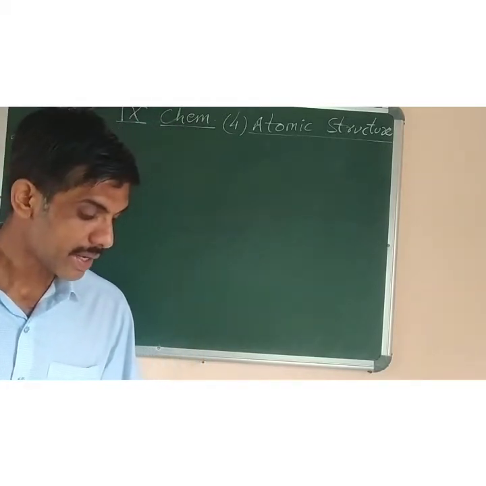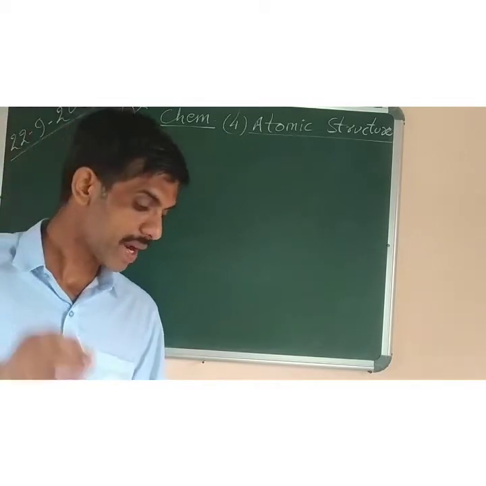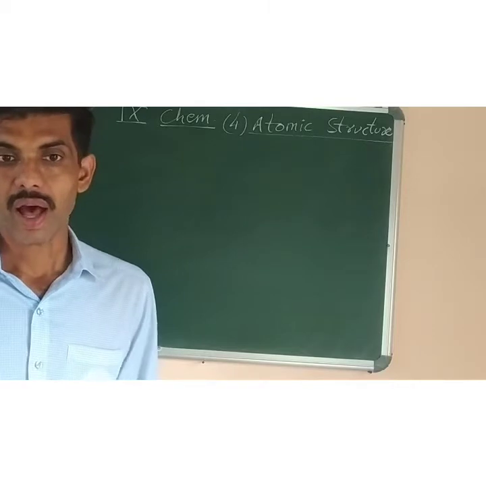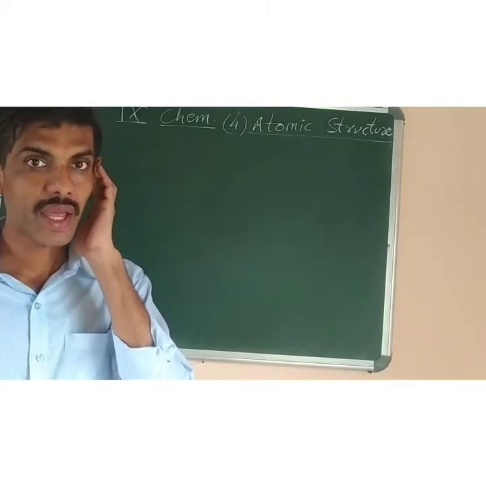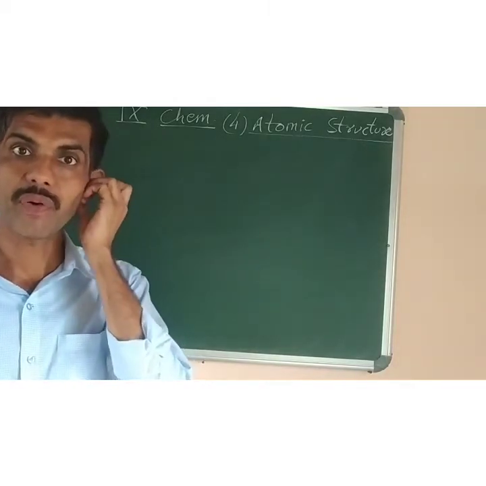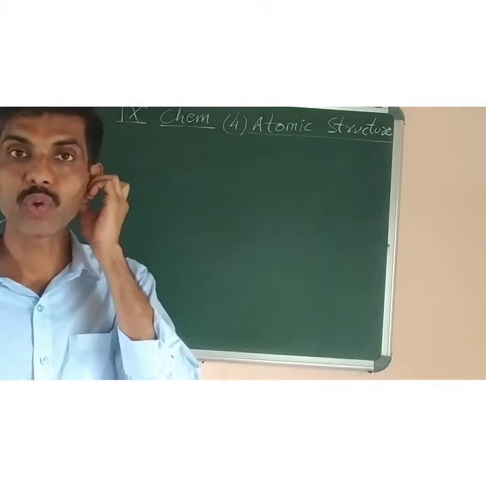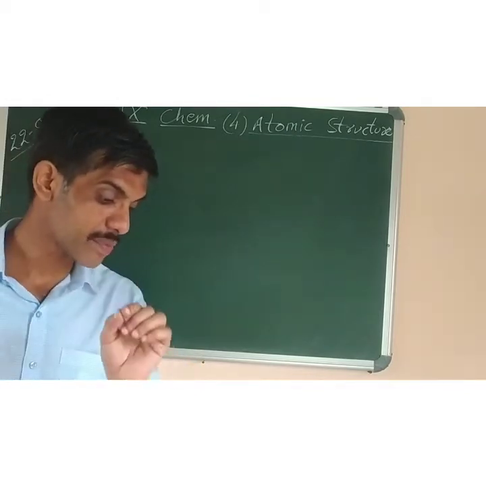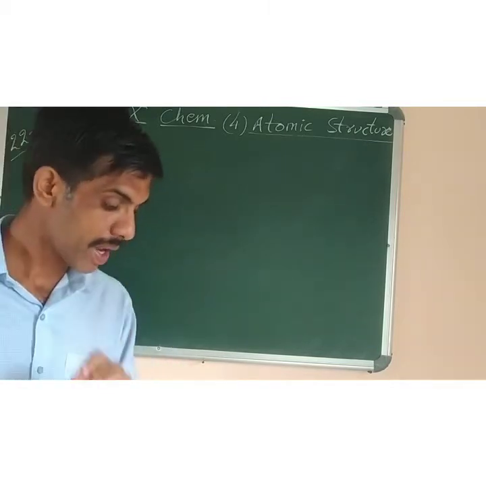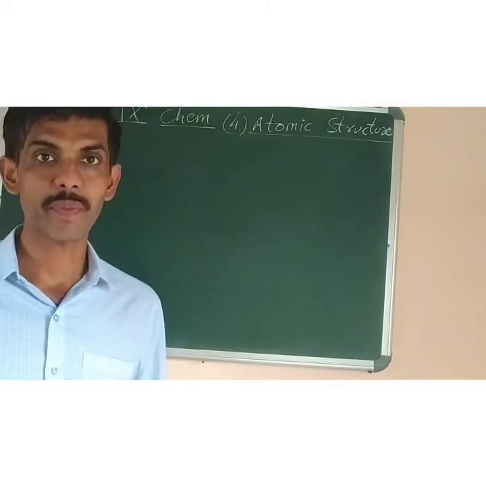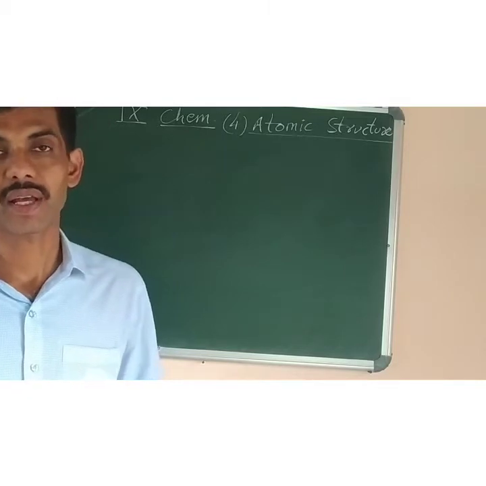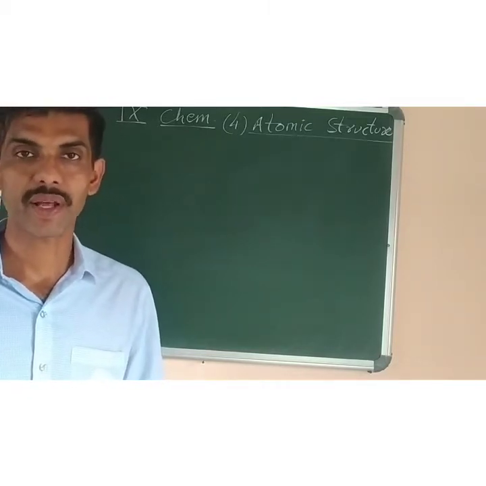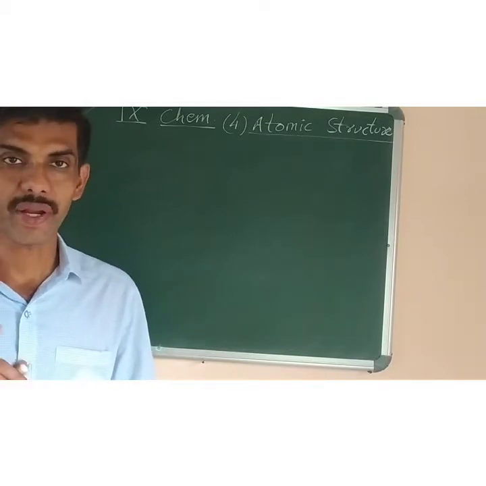Third point, atoms of the same element may not be alike in all respects. Like atoms of hydrogen, they exist in 3 different forms, like 1H1, 1H2, 1H3 with different mass numbers. So that's why this one says that atoms of the same element may not be alike in all respects. Similarly, carbon also shows 2 different isotopes, that is carbon 12 and carbon 14, which have different mass numbers.